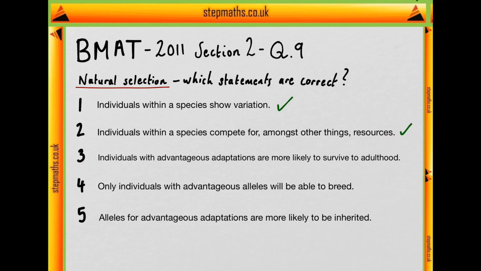Moving on to 3, we're told that individuals with advantageous adaptations are more likely to survive to adulthood. Well, we can imagine this to be true. Advantageous adaptations increase the likelihood of survival.